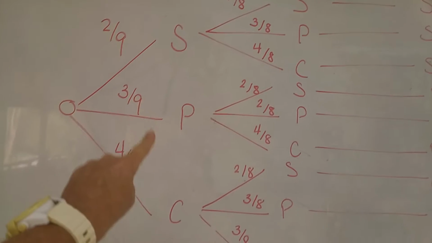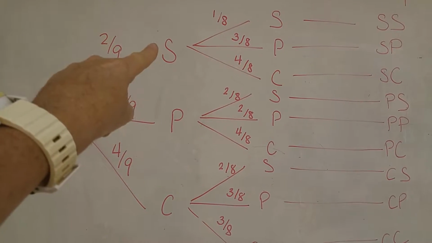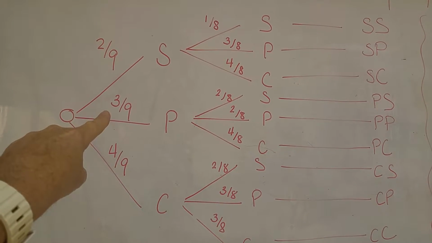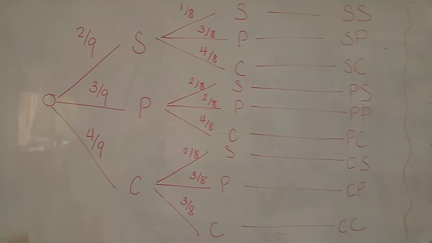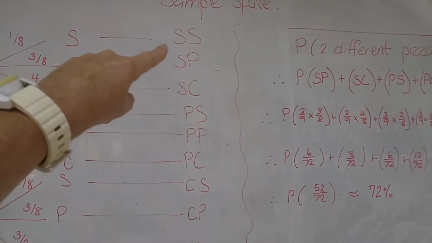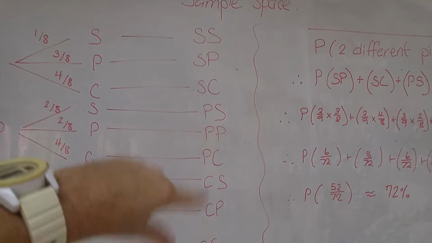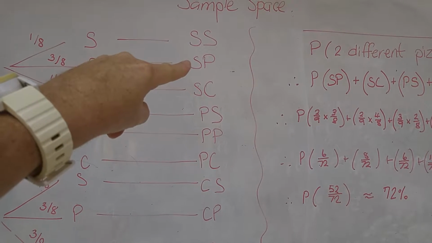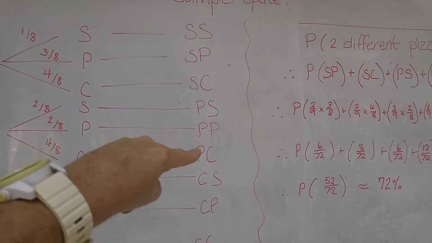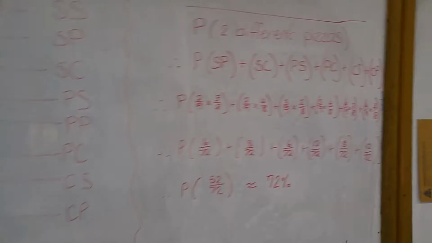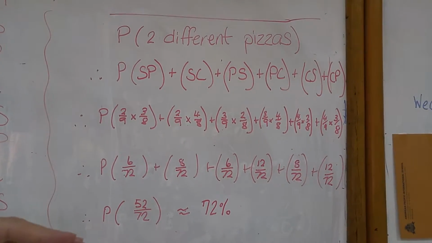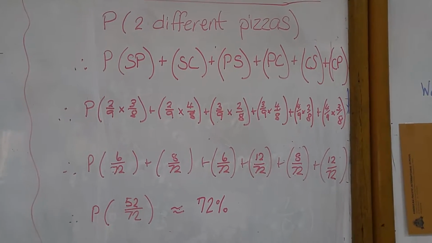There's 3 different pizzas: the seafood, the pepperoni, and the cheese. There were 4 cheese, 3 pepperoni, 2 seafood. So we worked out, in our sample space, the probability of 2 different ones. That's a seafood and a pepperoni, seafood and cheese, pepperoni seafood, pepperoni cheese, and so forth. And the maths we all did for homework is set out here very nicely for criterion C.